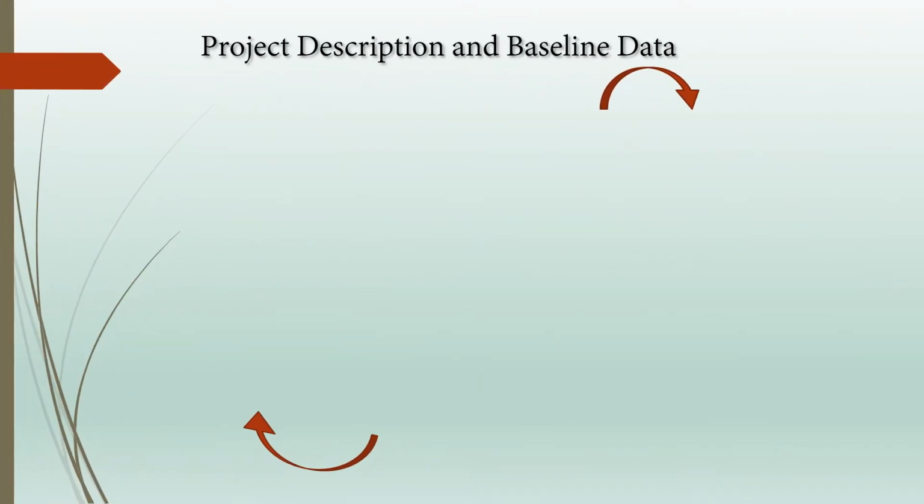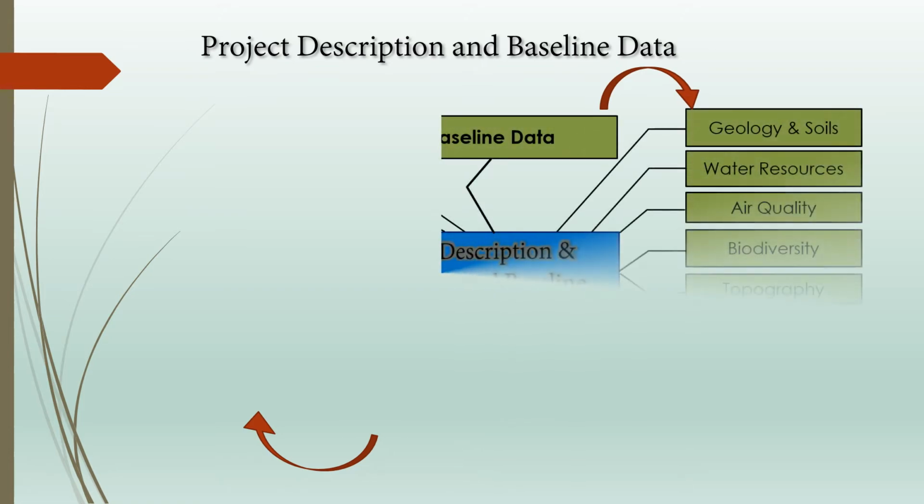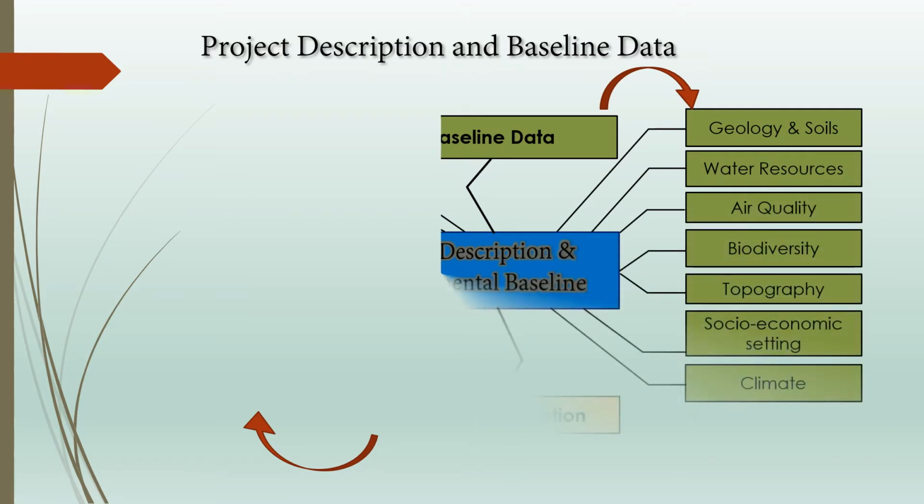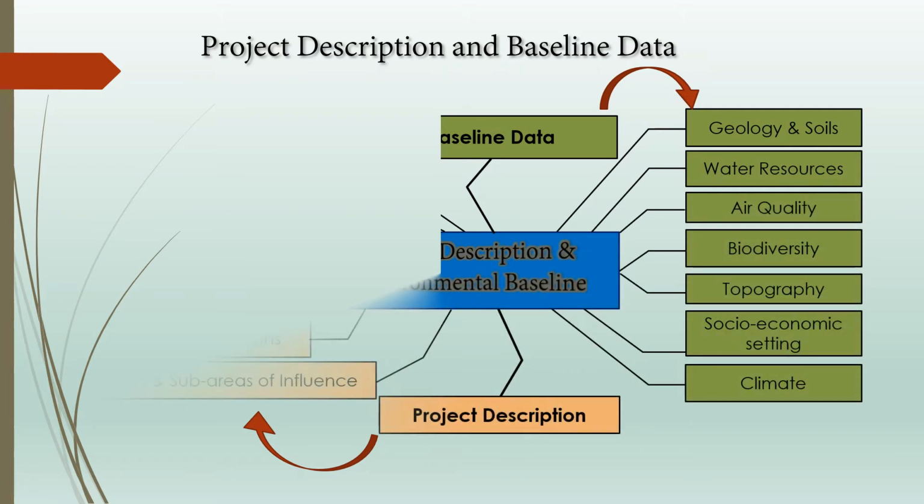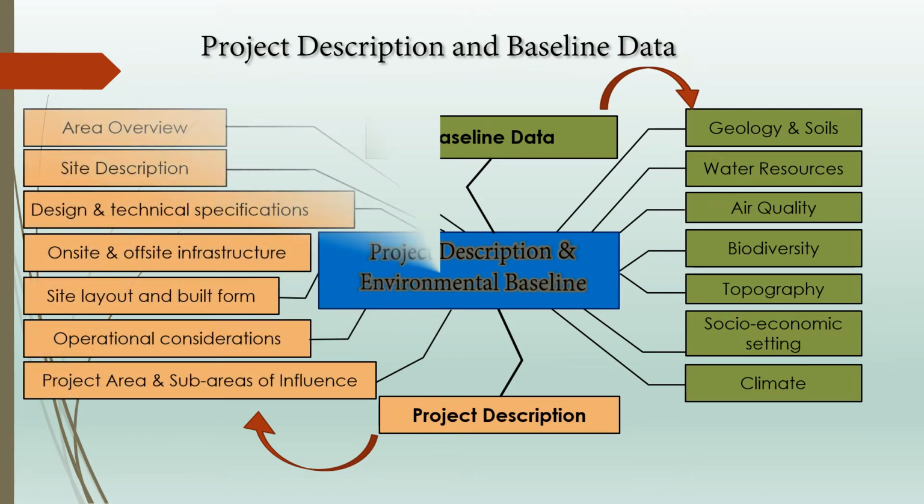Project description and baseline data in environmental impact assessment study. The baseline data in EIA study can include geology insights, water resources, air quality, biodiversity, topography, socio-economic setting, and climate. The project description can include project area and sub-areas of influence, operational considerations, site layout and build form, on-site and off-site infrastructure, design and technical specifications, site description, and area overview.